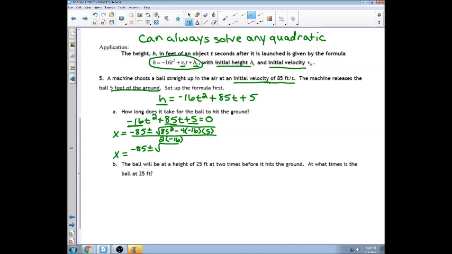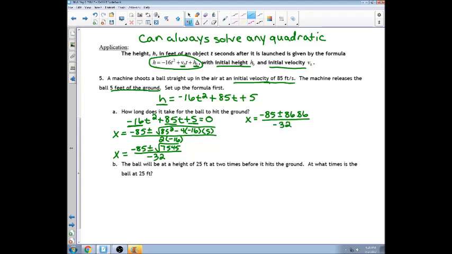Type that through my calculator real quick, I'm sorry. So 85 squared minus 4, parenthesis, negative 16, parenthesis 5. You'll end up with the square root of 7,545 over 2 times negative 16 is going to be negative 32. Now that I have that, what I can do is take the square root of 7,545 and get x equals negative 85 plus or minus, the square root of that is 86.86 all over negative 32.